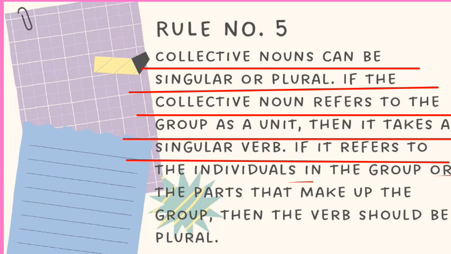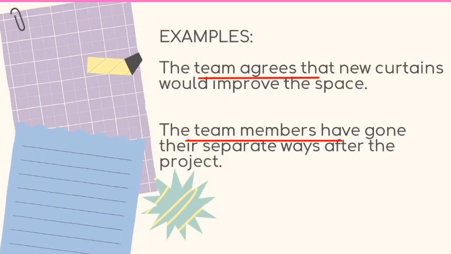So let's check the example sentence. For example number 1, the team agrees that the new curtains would improve the space. So in this sentence, the subject team serves as one unit. So the verb is in the singular form, which is agrees.